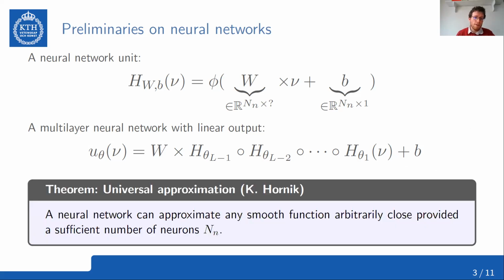And there is something very interesting derived by Hornik, the universal approximation theorem. It states that a neural network can approximate any smooth function arbitrarily closely, provided a sufficient number of neurons. So if you want to approximate the solution of a PDE, for instance, and the solution is smooth, then you can consider a neural network with many neurons, and you should be able to approximate your solution very well.